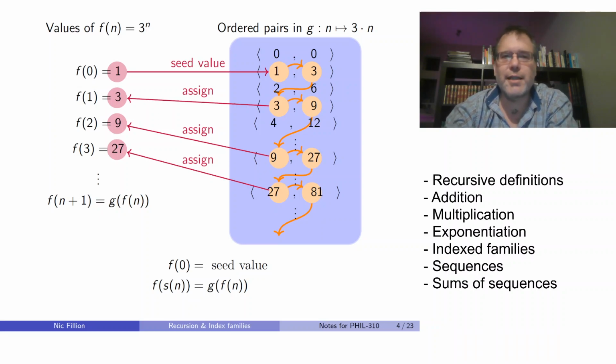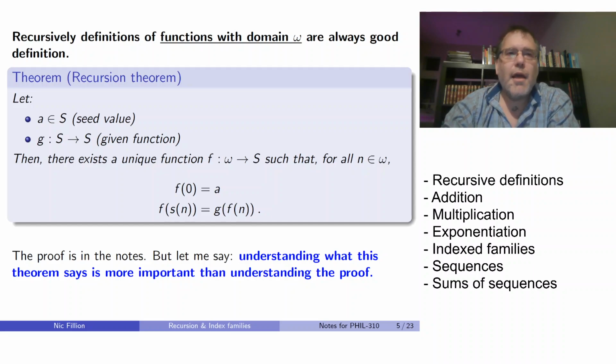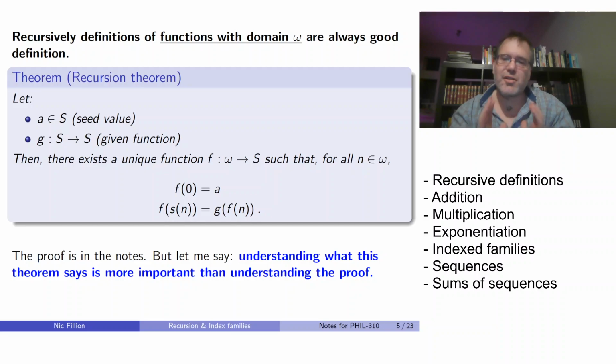It's pretty cool, I think. So the idea is that we start with a seed value in a given function and we define a new function based on that. And here, what this theorem does, this recursion theorem, it tells us that any function with a domain omega, the natural numbers, that is defined using those 2 equations, the recursive equations, that's always going to be a good definition, and that it uniquely defines a function.